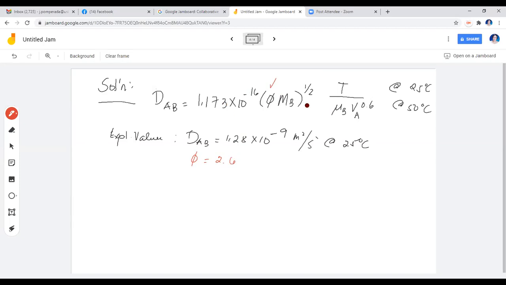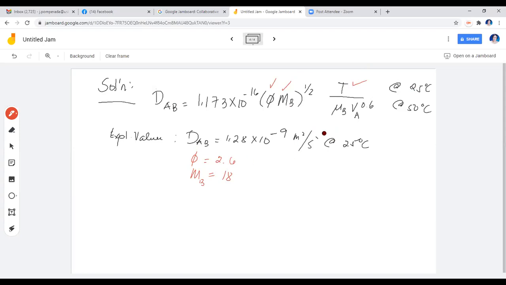The next thing that we're going to look into is the M sub B. That's the molecular weight of the solvent B. And that's for water. Our solvent is water, so this would be just 18. So again, we know this already. The temperature is stated. So in the first condition, it's 25 and the second is 50. So our temperature is dependent on the scenario in which we want to determine the diffusivity.